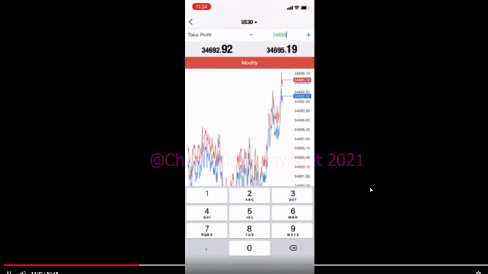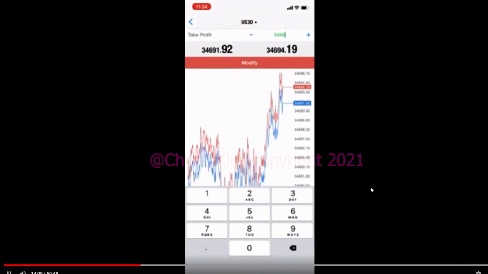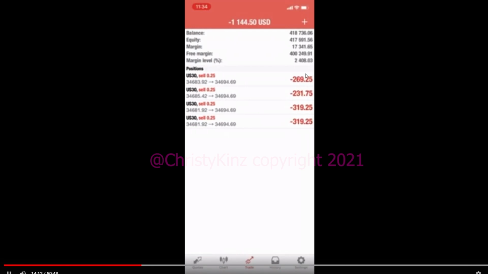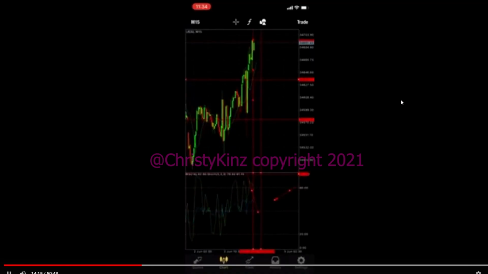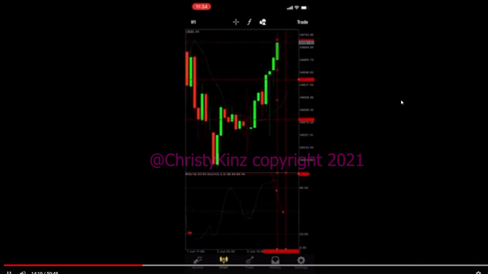Now I'm just changing those 2 to be at the new take profit that I want. So that would be my take profit 1, and then the initial 2 are still set for take profit 2. Stop loss stays the same.